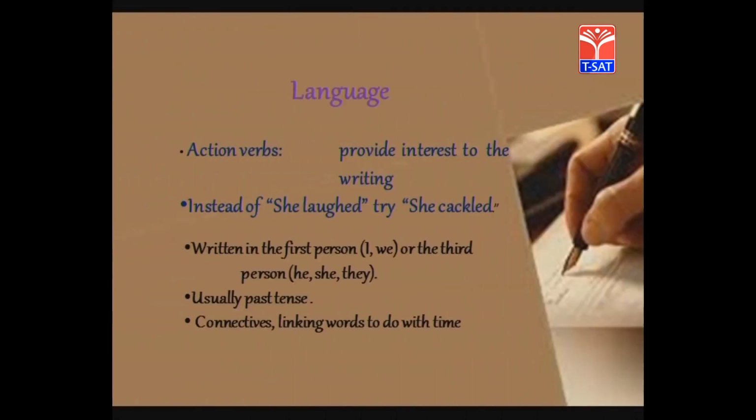In case of language, that is while writing a story, we have to use action words. Action words are the words that provide interest in writing. Here if you see an example, instead of saying she laughed, simply we can say she cackled, isn't it? She cackled. Cackle is a typical word, but it is easy to follow. And then you have to use first person like I, we when you are narrating the story.